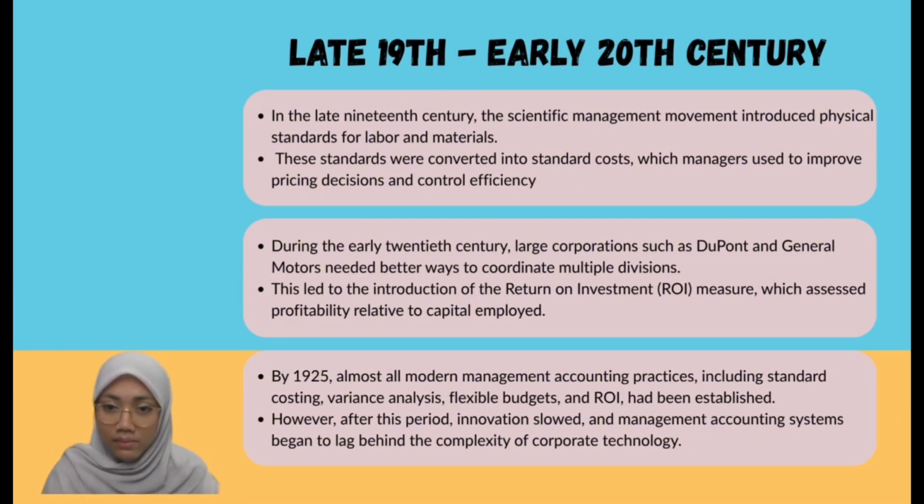At the same time, large corporations such as DuPont and also General Motors needed tools to coordinate diverse divisions. They introduced the return on investment measure, which assesses profitability relative to capital employed. By the 1920s, ROI became central to decentralized organizations where division managers were accountable for their own results.